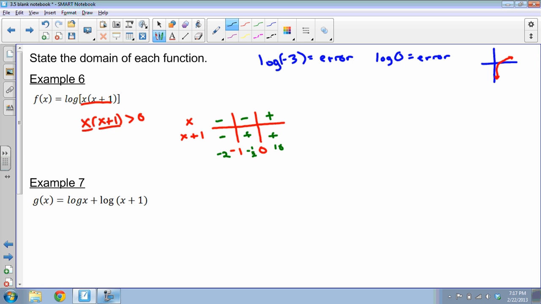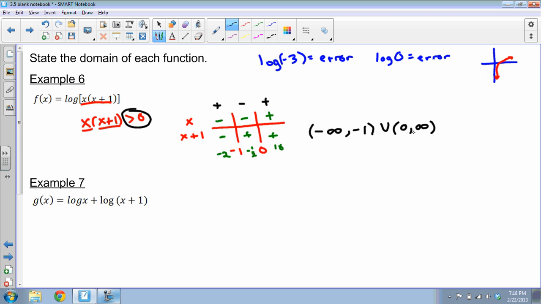So two negatives means that's a positive value. A negative and a positive gives a negative value. Positive and positive gives a positive value. If we're looking for where we are greater than 0, then we're positive from -infinity until we get to -1, and then we're positive again from 0 to infinity. Look at the graph and see if that's really what you end up with.